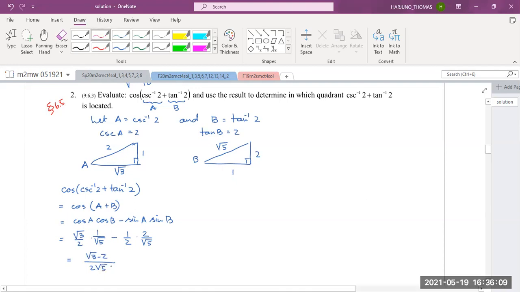By the way, this is negative, right? Why is it negative? Because radical 3 and 2, which is radical 4, of course radical 4 is greater. So radical 3 minus 2 is negative.